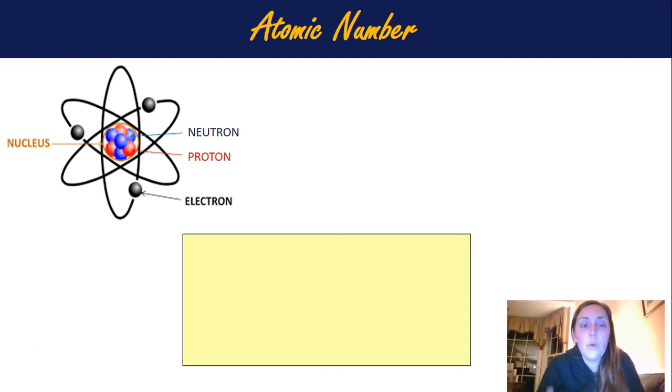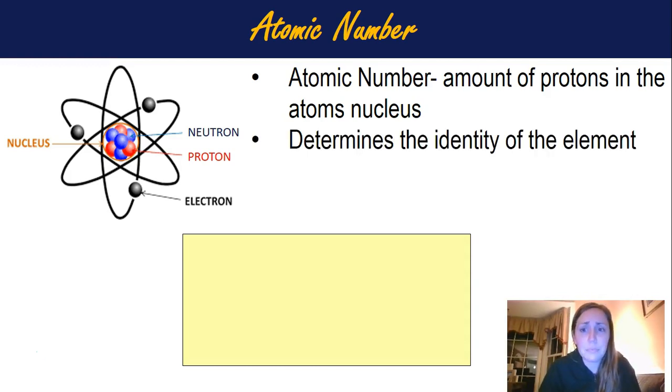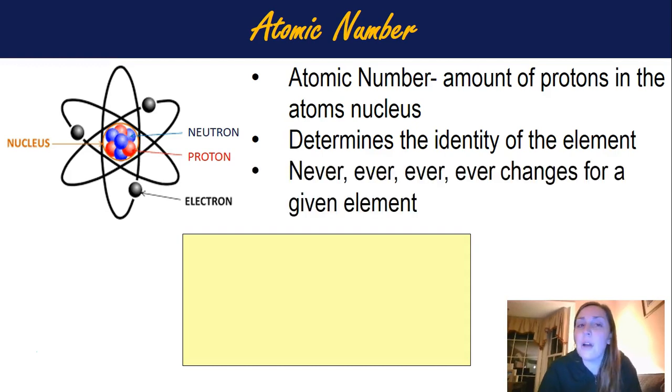Okay, so you've probably seen this picture. It is the general idea of what we all think of when we think of what an atom looks like at the subatomic particle level. And what you need to know, and we've said this before, but we're going to go over it again, the atomic number is the number of protons in the atom's nucleus. So right in the center, how many of those positive charges are there? It determines the identity of the element. So it never changes for a given element.